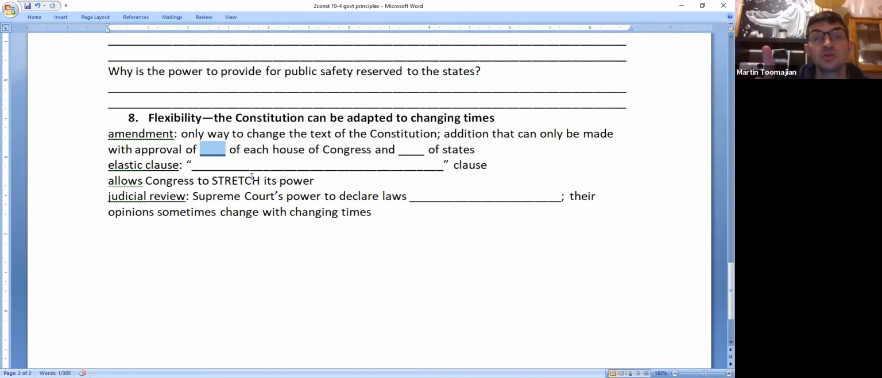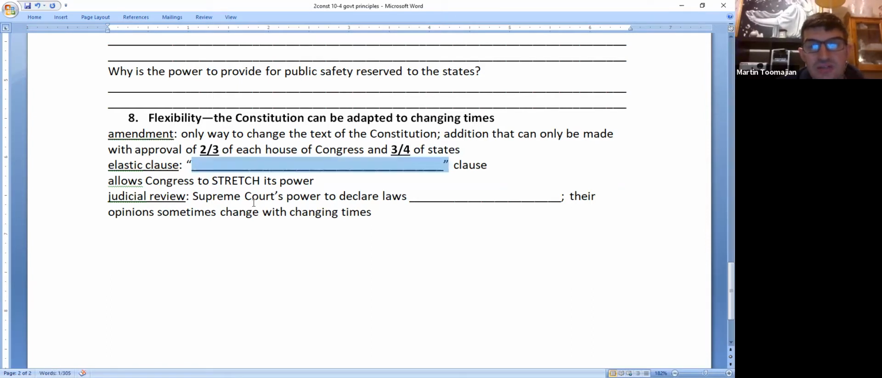There's only one way to do it. That's the amendment process. That is an extremely burdensome process. There have only been 27 amendments in the entire history of the United States. Only 17 of those since 1800. Yeah, that's not a lot. You need 2/3 of each House of Congress and 3/4 of the states to approve of an amendment in order for it to be added to the Constitution.